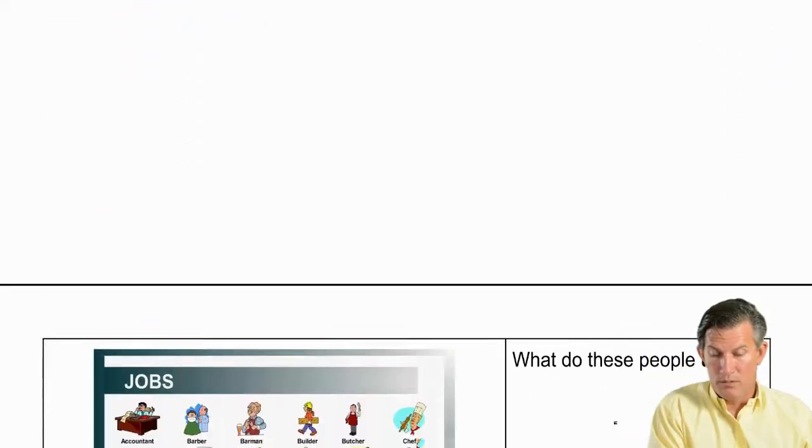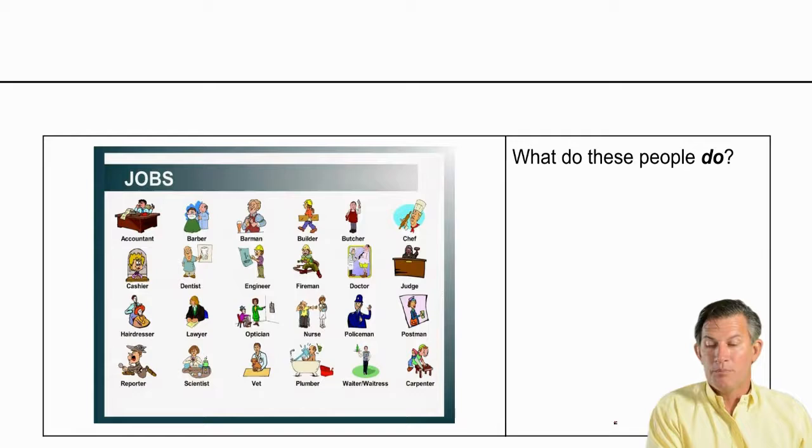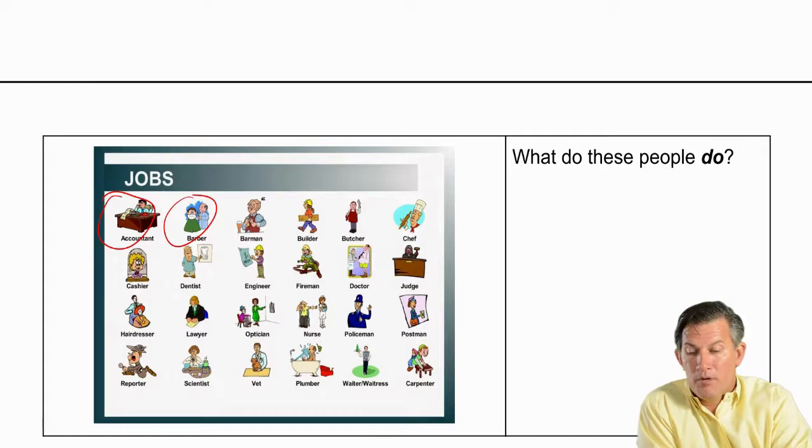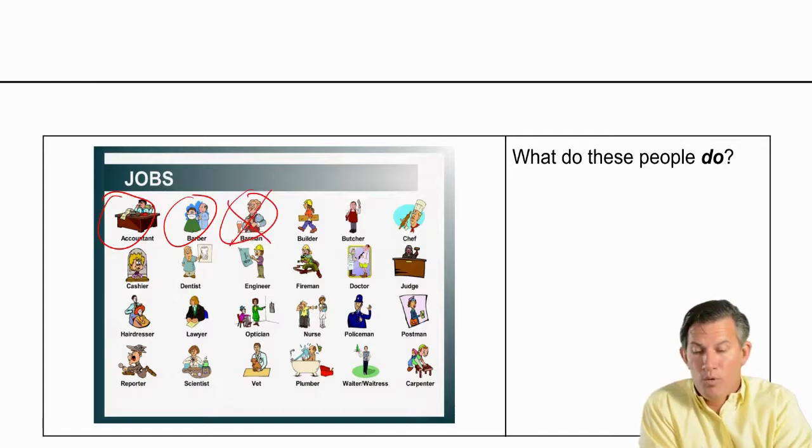Job. Oh, this one's good. What do these people do? Okay, an accountant keeps track of money. Okay, a barber cuts hair. Barman gets people drunk. Inappropriate, won't be on the thing. The bartender pours drinks, right?